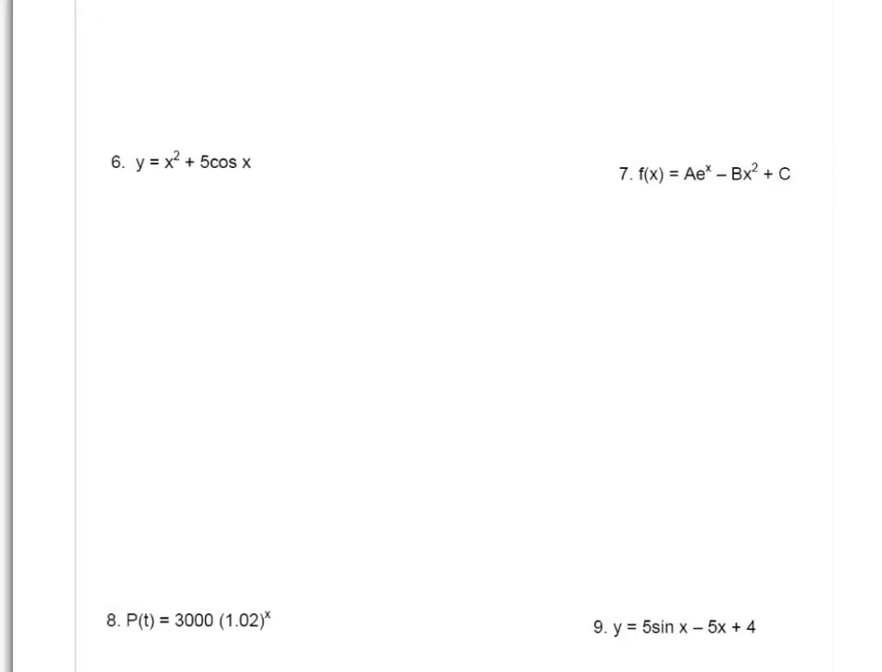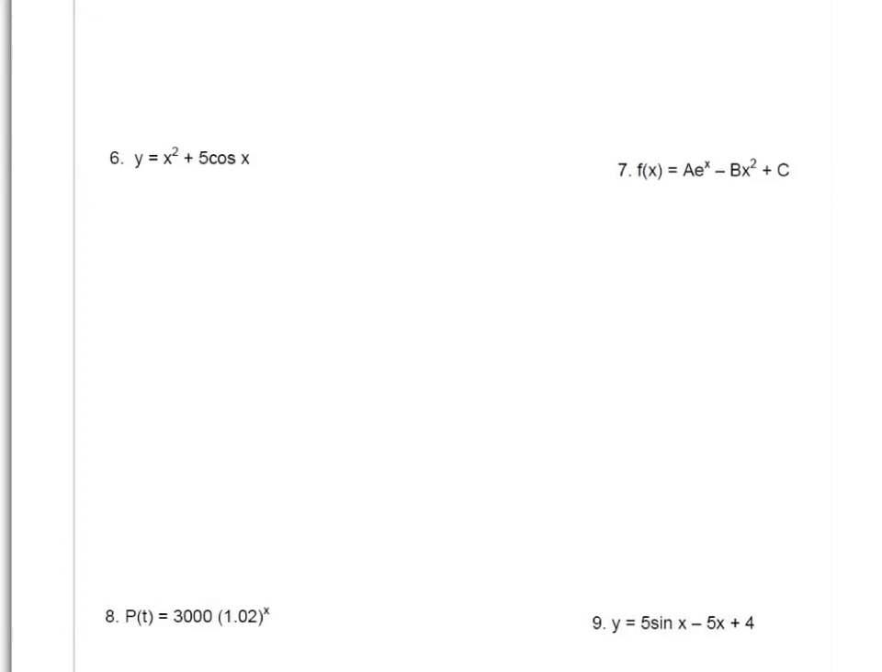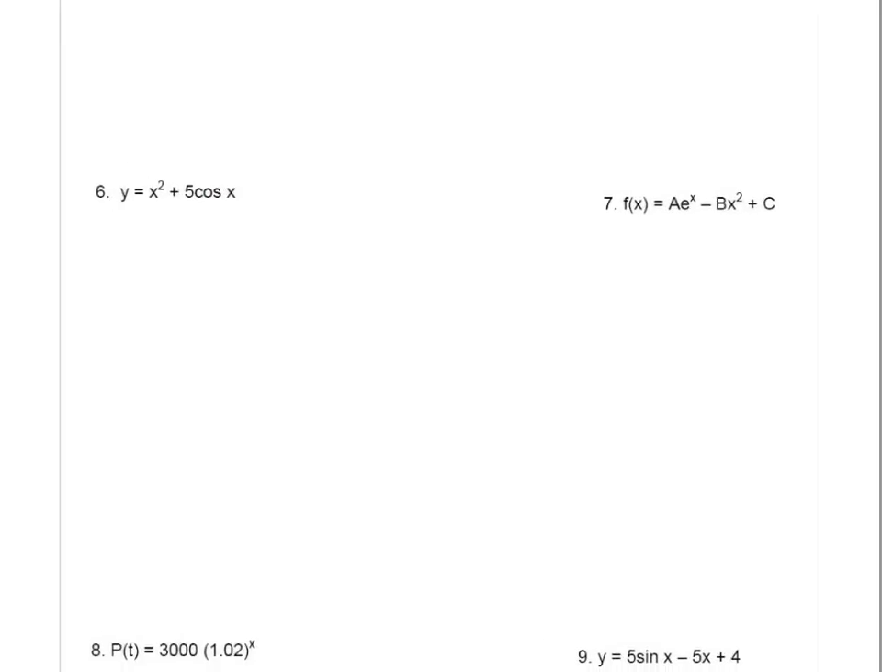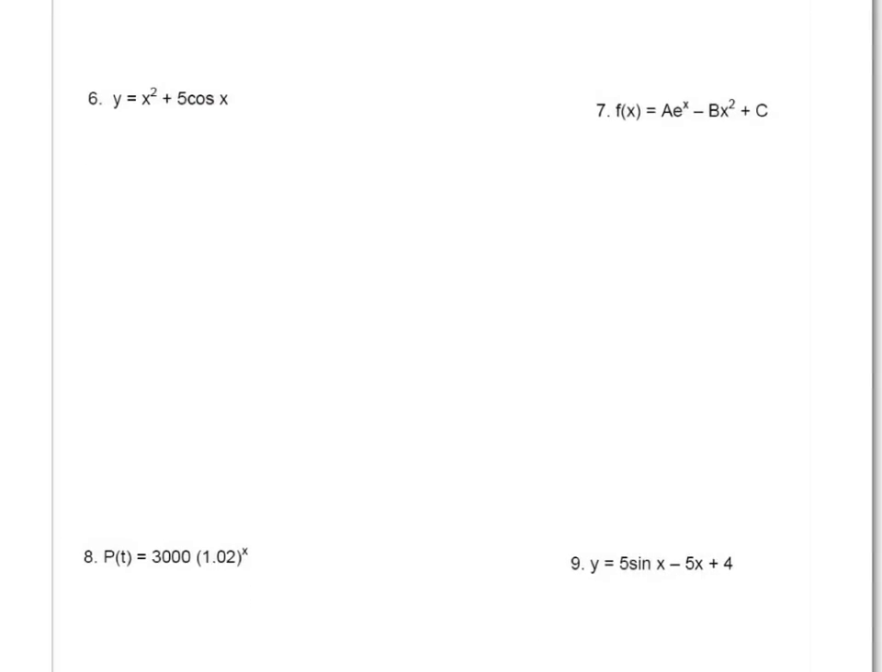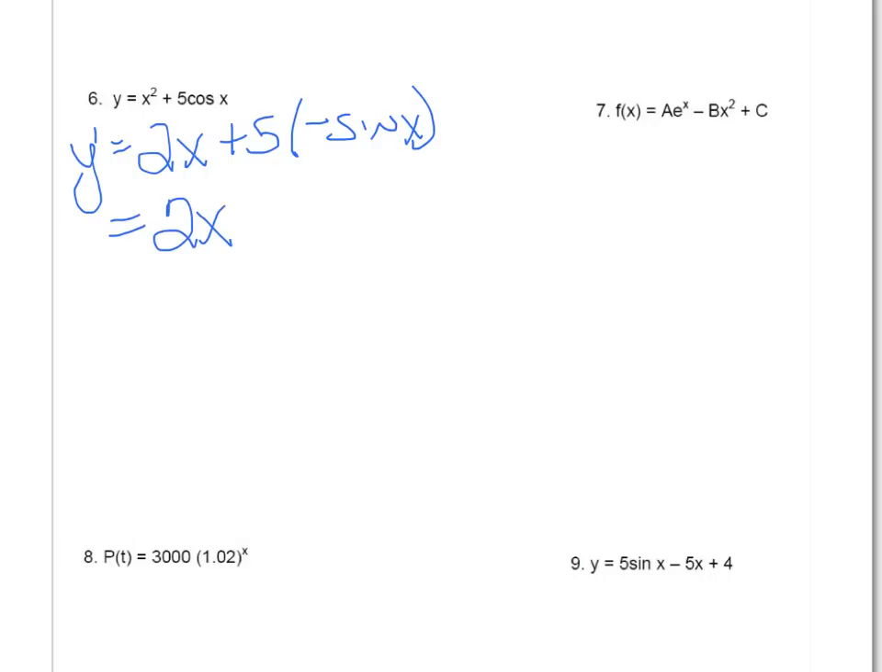Okay, now for 6, when we have our derivative of x squared, that's 2x plus 5, and then the derivative of cosine is negative sine x. I'm going to rewrite the second piece here as negative 5 sine x.